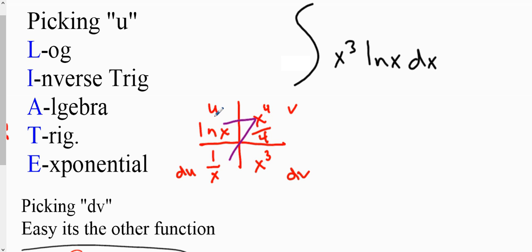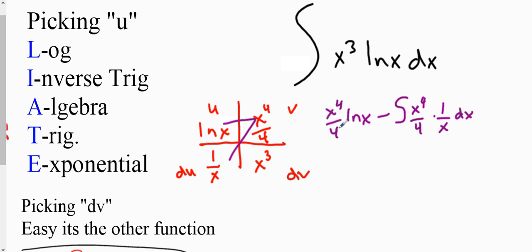What that means is we're going to take u times v. So I'm going to have x to the 4th over 4 times natural log of x. That's the first part of our 7, u times v, minus the integral, that's the integral symbol, just so everybody knows, of v times du. That's the last part of the 7. So then we have x to the fourth over 4 times 1 over x, and we'll have dx right there.